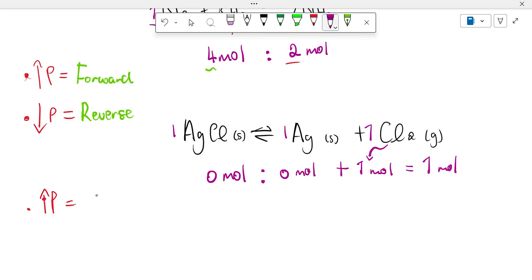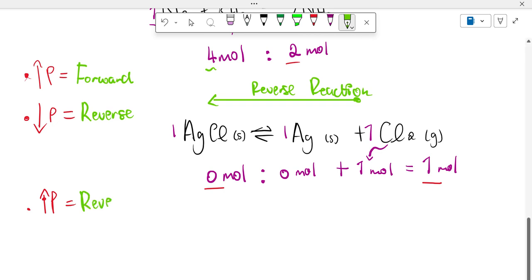Therefore, if I increase the pressure, it needs to favor the side with the lowest amount in moles. So that's 0 and that's 1. Which side is the lowest? The left side, the reactant side. Therefore, if I go to my reactant side, I need to favor the reverse reaction. Aha. The reverse reaction. And there you have it. As a result, the reverse reaction is favored.